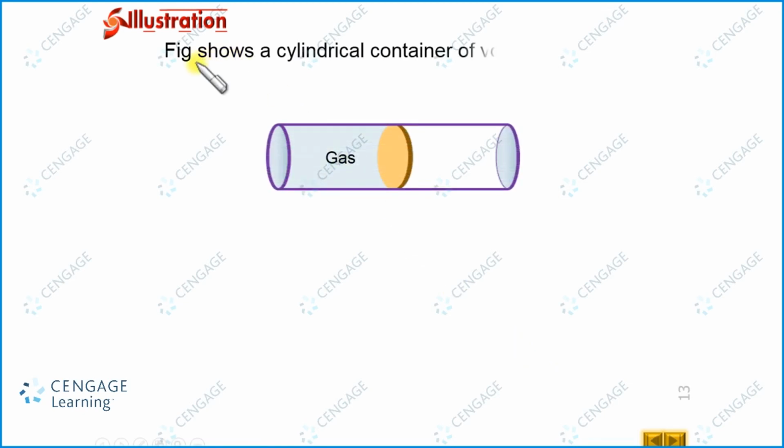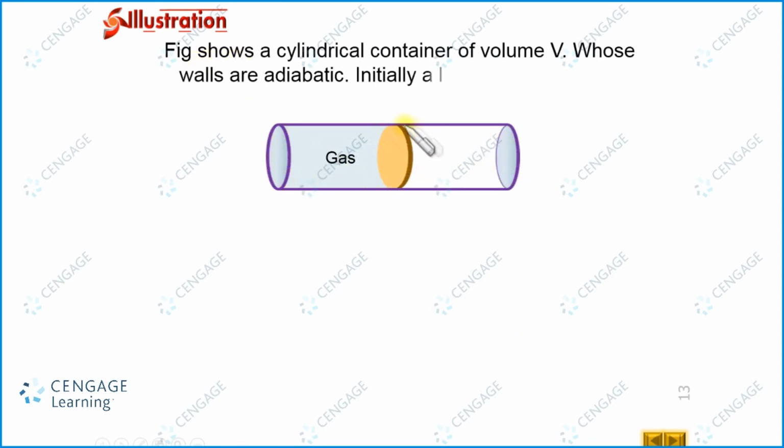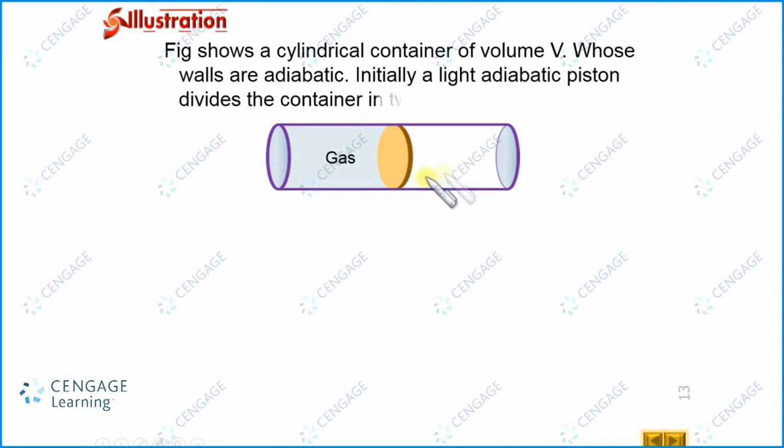In this illustration, we are given a cylindrical container and the volume of this container is capital V and walls are adiabatic. That means there is no transfer of heat from system to surrounding and surrounding to system. Initially, a light adiabatic piston divides the container in two equal parts. That means this part is V by 2 and this part is again V by 2.